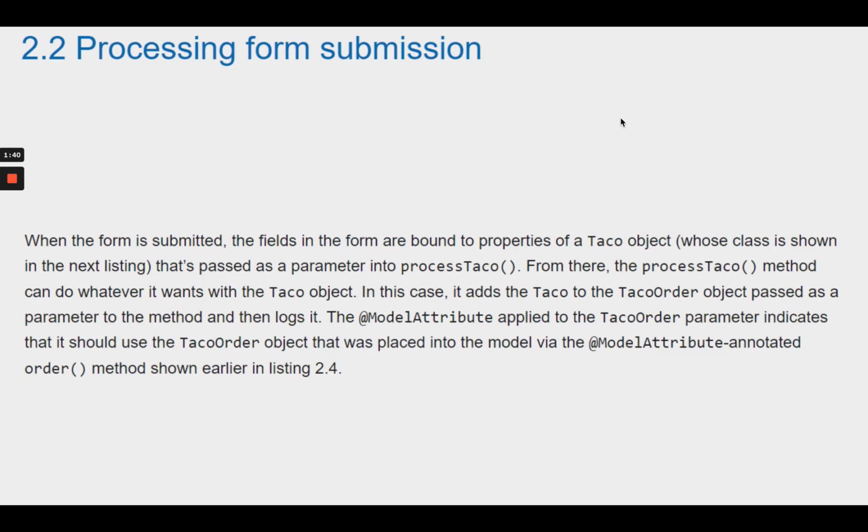In this case, it adds the taco to the TacoOrder object passed as a parameter to the method and then logs it. The @ModelAttribute annotation applied to the TacoOrder parameter indicates that it should use the TacoOrder object that was placed into the model via the @ModelAttribute-annotated order method shown earlier in listing 2.4.